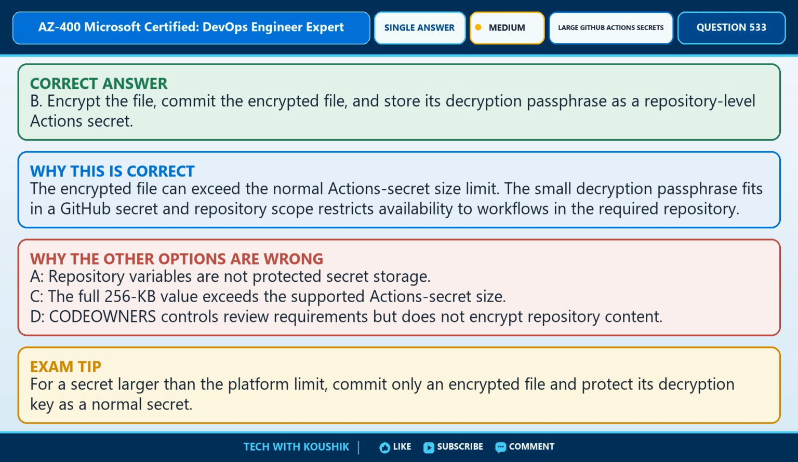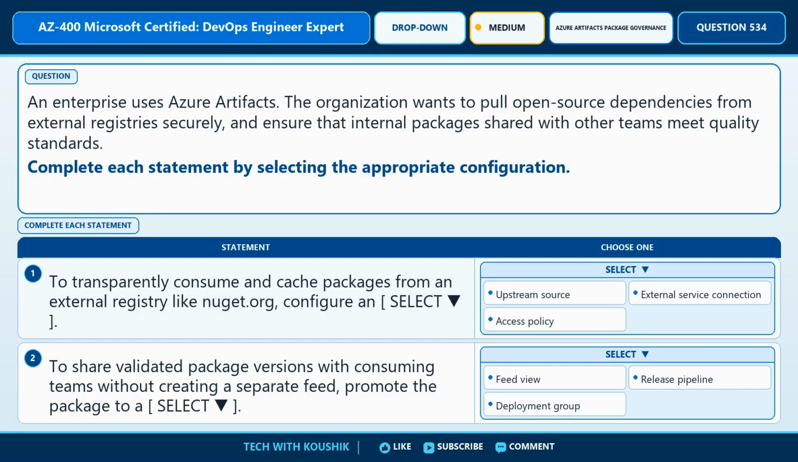Why are the other options not correct? A, repository variables are not protected secret storage. C, the full 256 kilobytes value exceeds the supported action secret size. D, code owners controls review requirements, but does not encrypt repository content. Exam tip: for a secret larger than the platform limit, commit only an encrypted file and protect its decryption key as a normal secret. Question number 534.